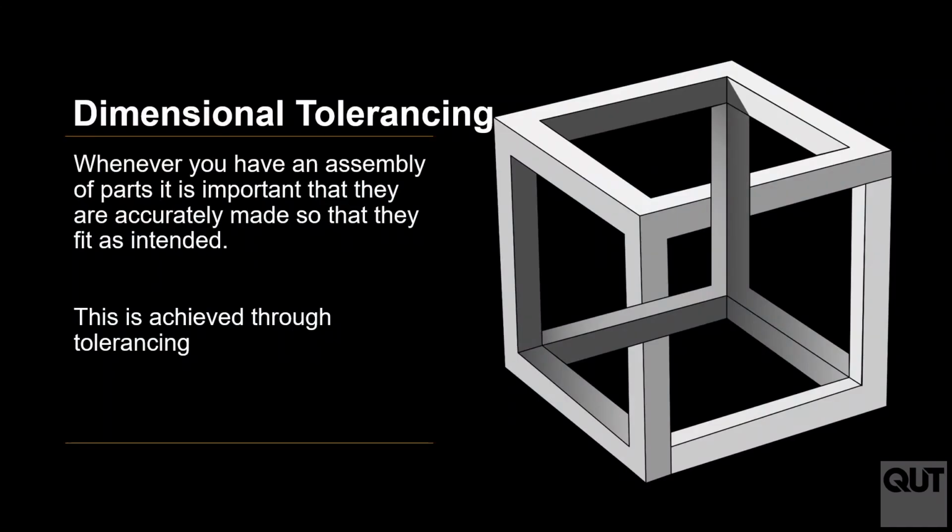Whenever you have an assembly of parts, it's really important to make sure that the parts are dimensioned in a way and manufactured in a way so that they will fit together. And the way that we communicate our design intent is through geometric tolerancing.